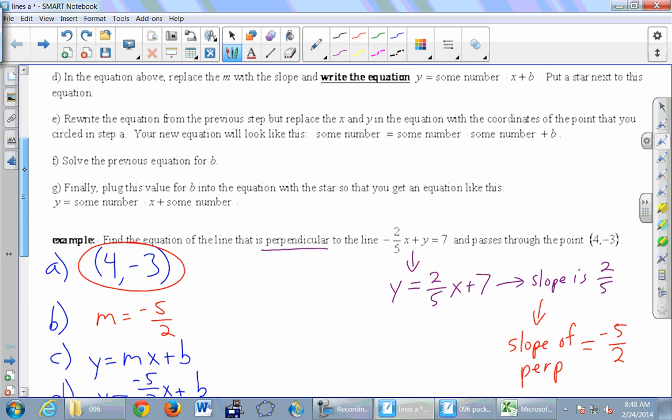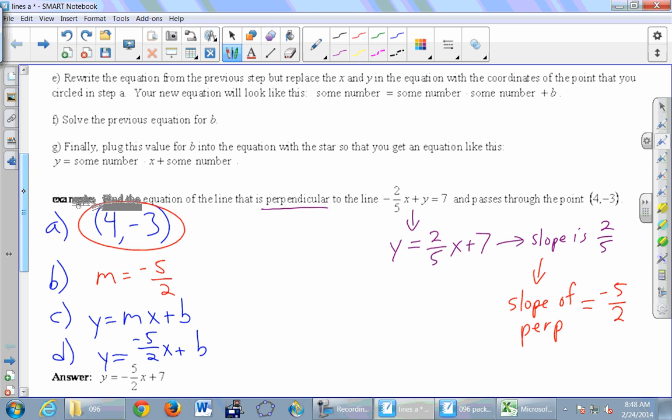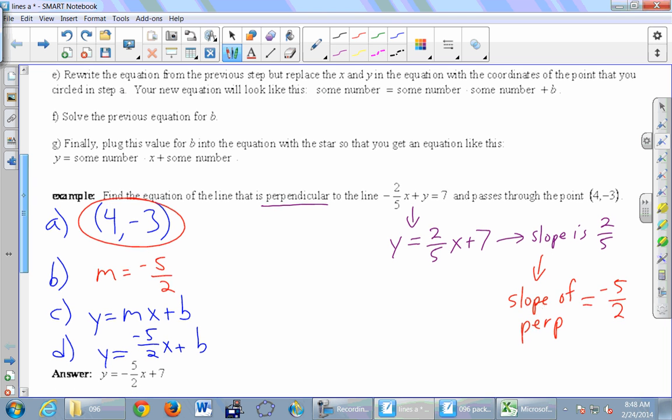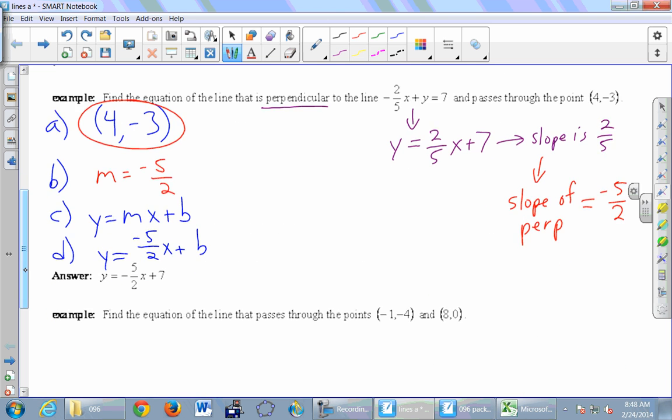Okay, next step, where'd it go? It says E, rewrite the equation from the previous step, but replace the x and y in the equation with the coordinates of the point. Oh, I think we're supposed to star something too. It says put a star next to the equation that we wrote here. That's just so we can refer to it later.